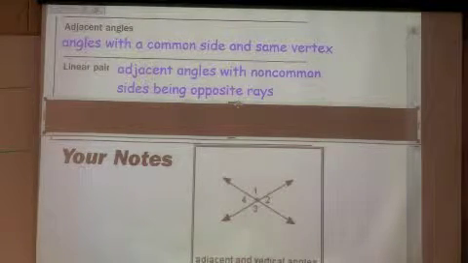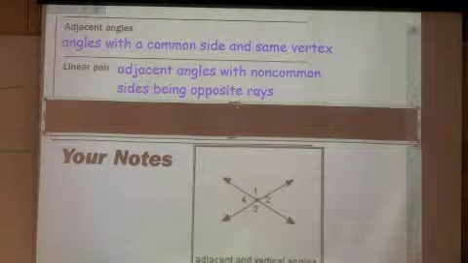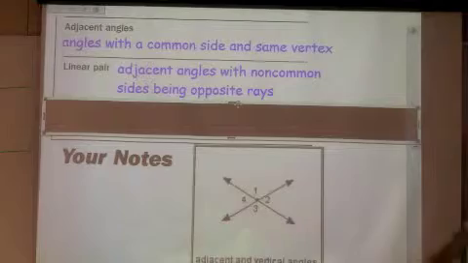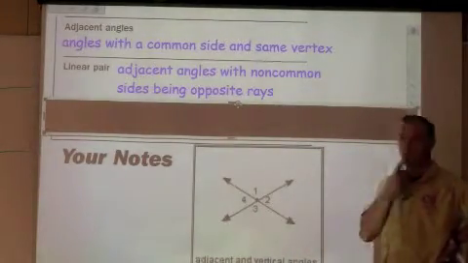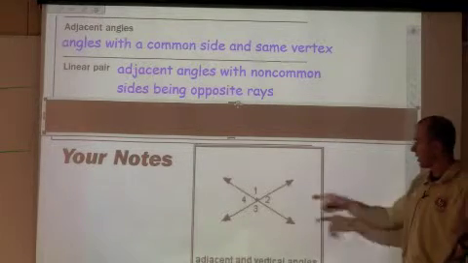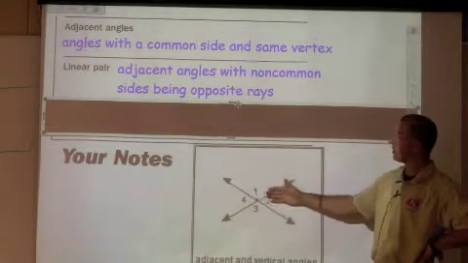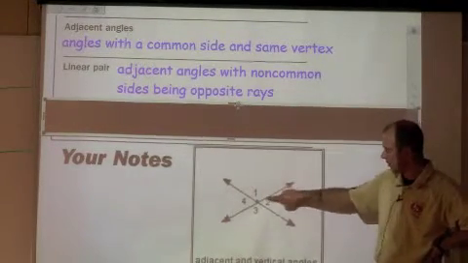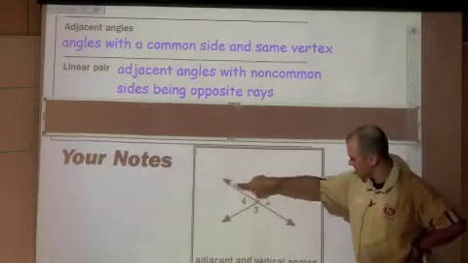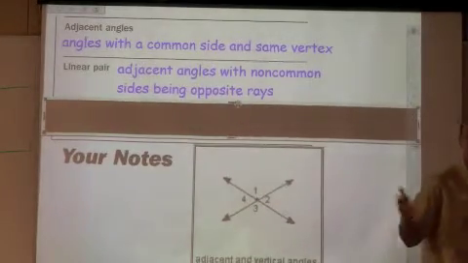Anybody see a linear pair up there? Rouse? 4 and 2. 4 and 2? Let's see. They have to be adjacent angles, though. They have to be right next to each other, so that wouldn't work. 1 and 2. 1 and 2? Yeah. Okay. They're adjacent. They're next to each other. Their non-common sides, well, this is their common side right here. Their non-common sides, there and there, are opposite rays that make a line.